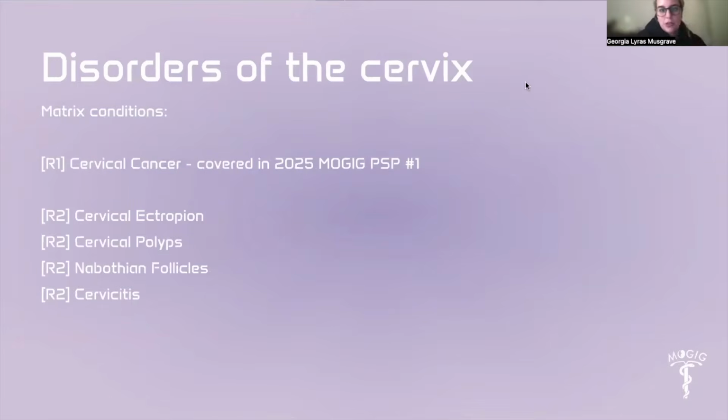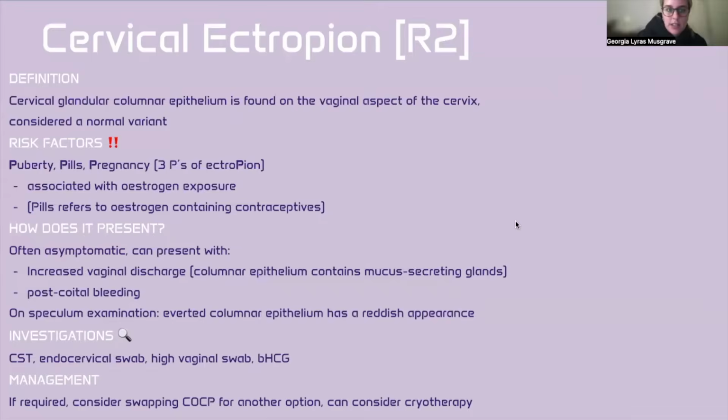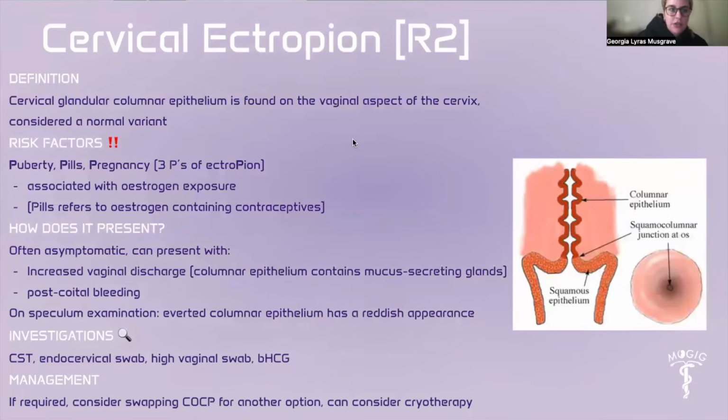So to start off with disorders of the cervix, we covered cervical cancer in our first PSP for the year. So today is more going to be covering cervical ectropion, polyps, Nabothian follicles, and cervicitis. So cervical ectropion is where you get cervical glandular columnar epithelium. Usually that's found in the endocervix, but you get it on the vaginal aspect or the ectocervix.